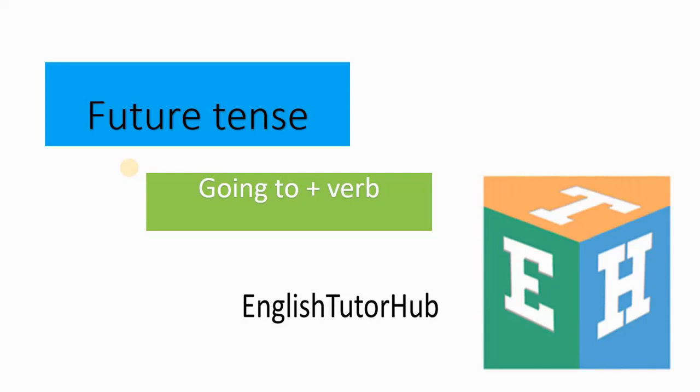Today we're gonna look at the future tense. We're gonna look at verbs in the future tense, and in particular the form of going to plus a verb. Because in English, there are lots of different future tenses, about 4 or 5, and this is the first one that we're gonna look at. So, going to plus a verb. Let's get started.